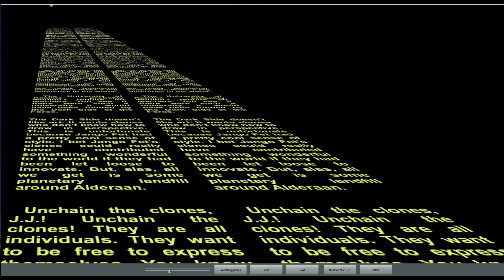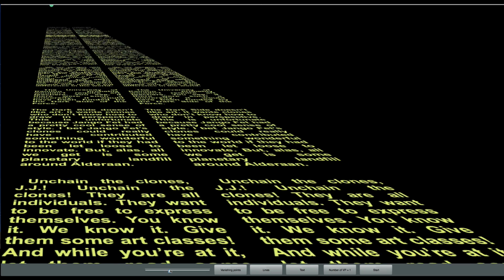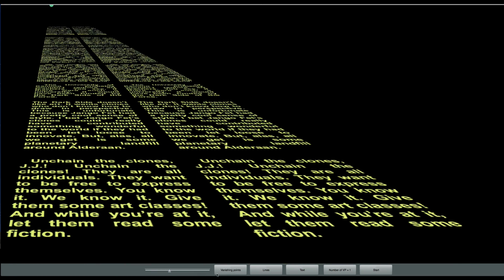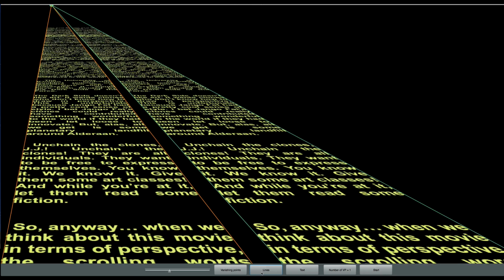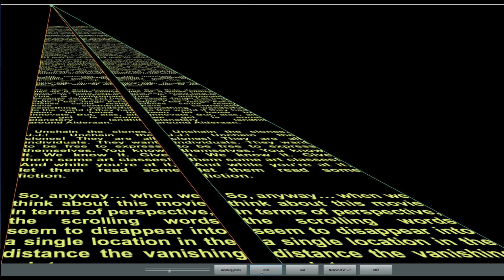Now, instead of having text scroll into two different directions, they're scrolling off together. But, as you might suspect, now the lines in the picture plane are no longer parallel.